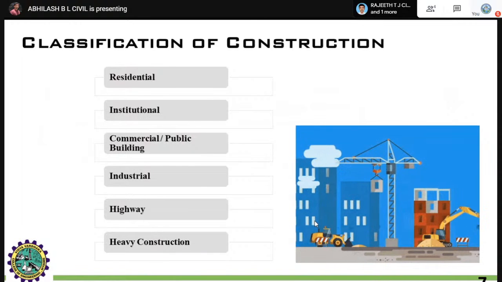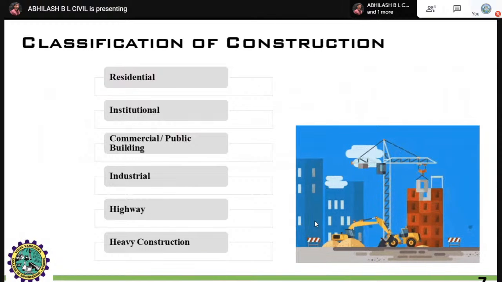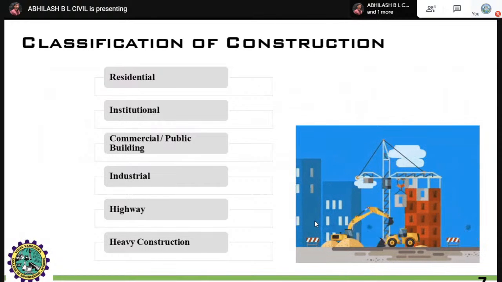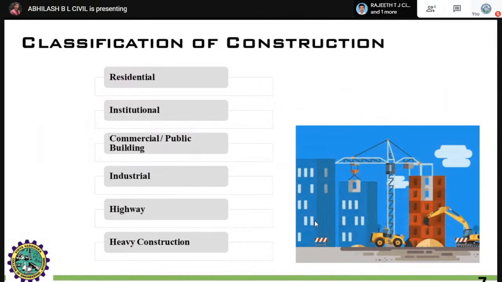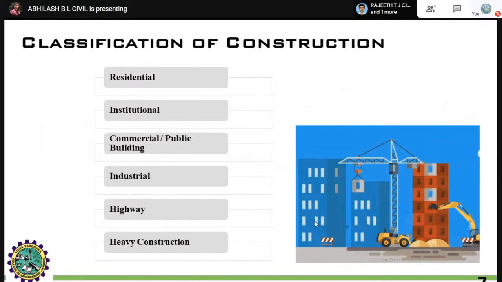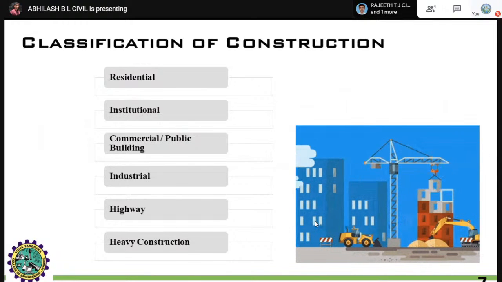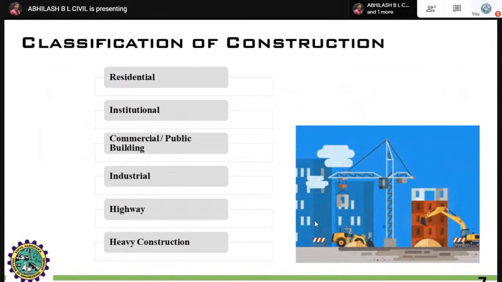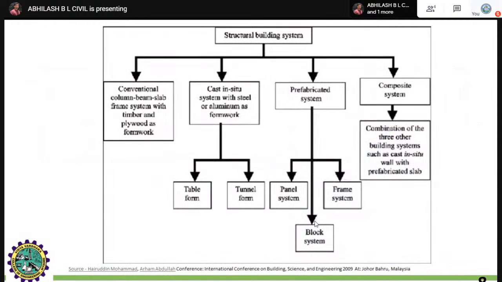These are some of the major things you are going to construct, such as highways, irrigation channels, dams, right? These are some of the different parts where the civil engineering aspect deals with construction project management. Right. This is how the overall building system is divided into subcategories.